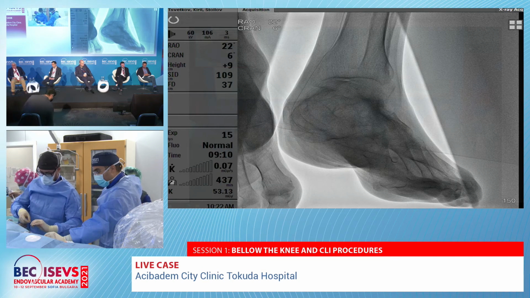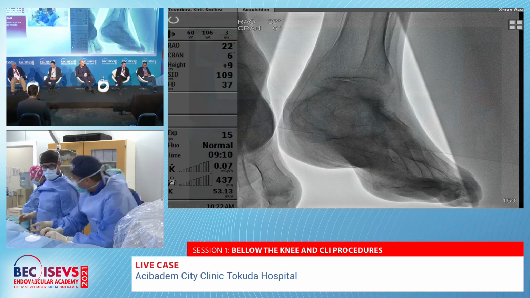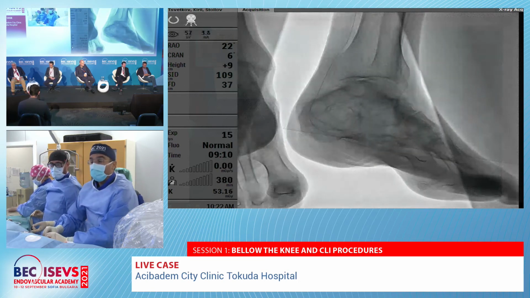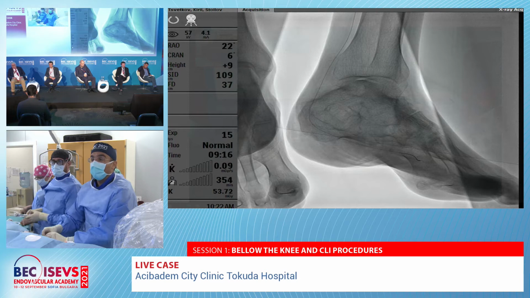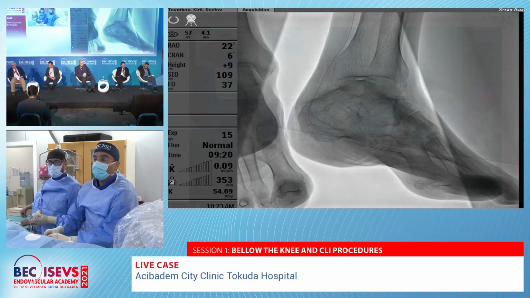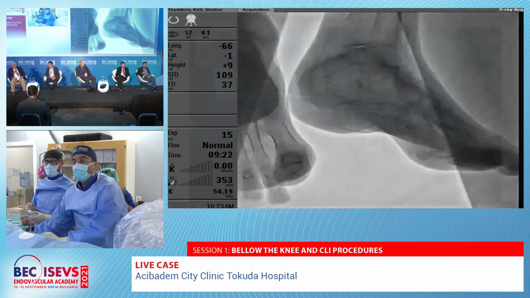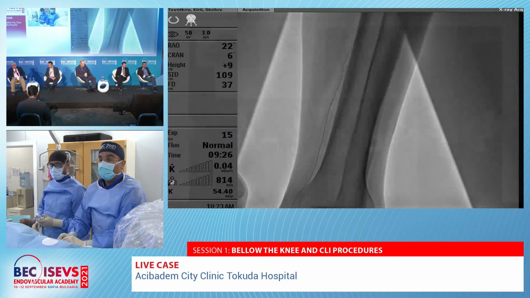Perfect. So, do you have the wire? Okay, it's fixed. Yes, of course. Perfect. I think the vessel was patent, it was closed up to the ankle. We go as distally as possible. Here we have some difficulties. Let's see. Okay. Here you are. Just keep the wire. Okay, it stopped here the last time. I'm trying to do this.